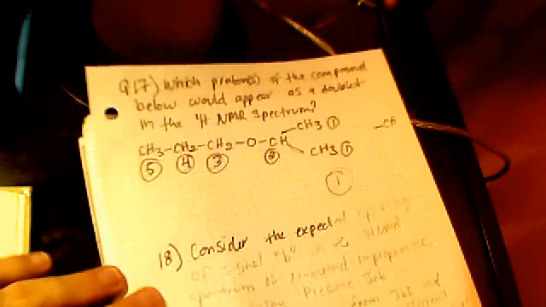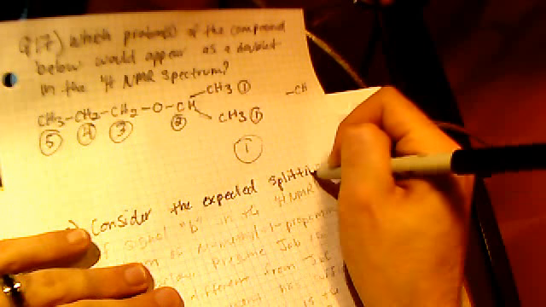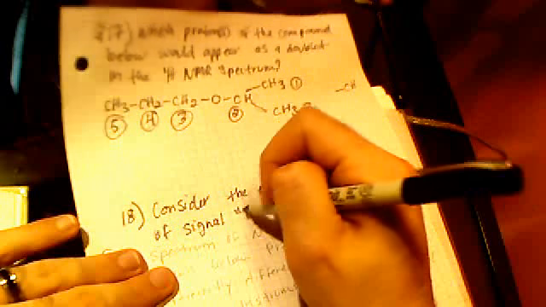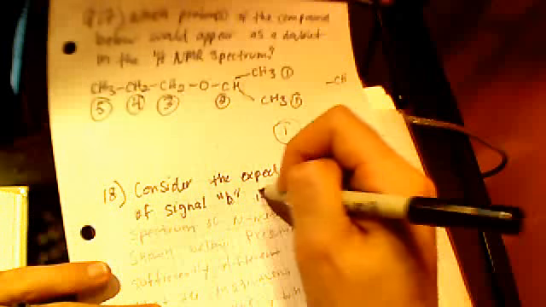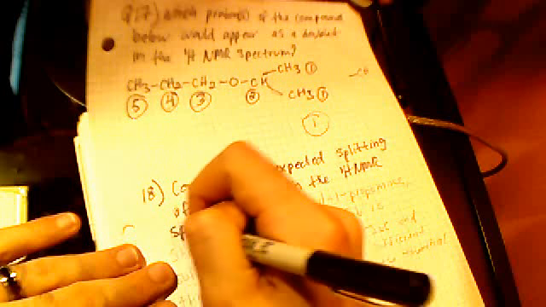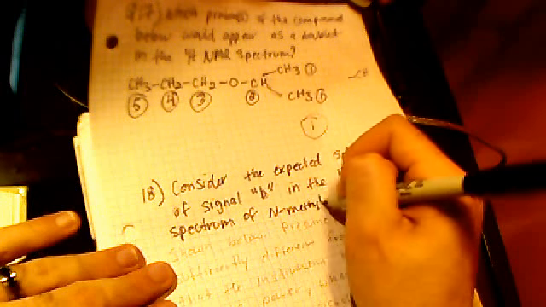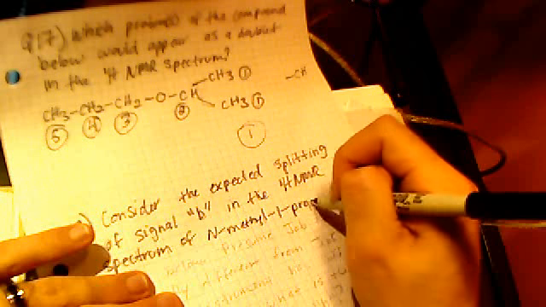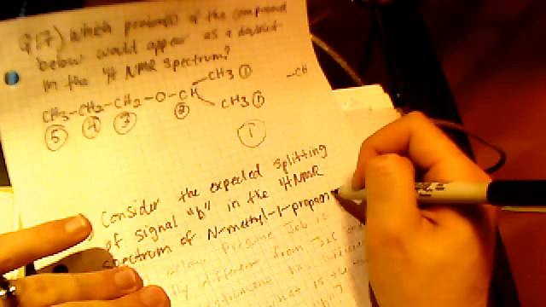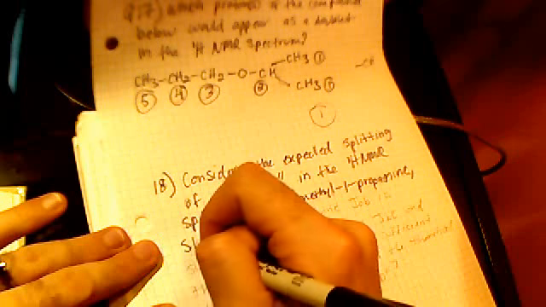All right. Okay. So Wiley homework number 18 says: consider the expected splitting of signal B in the proton NMR spectrum of N-methyl-1-propanamine, it's an amine, shown below.